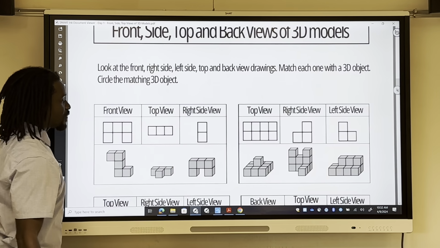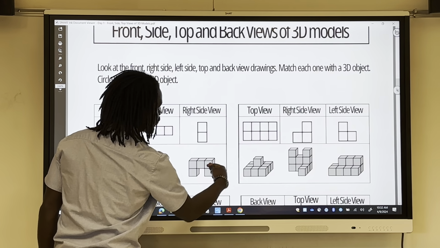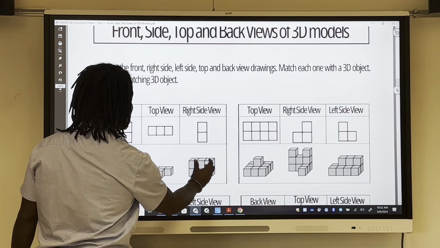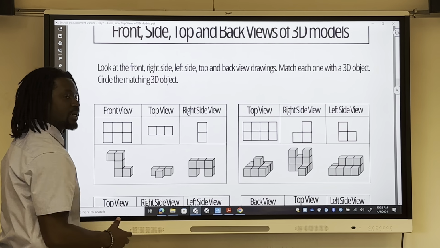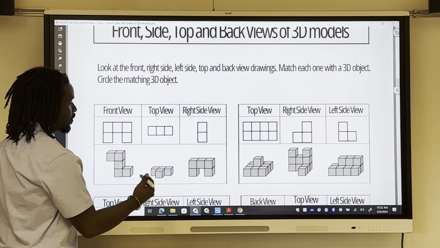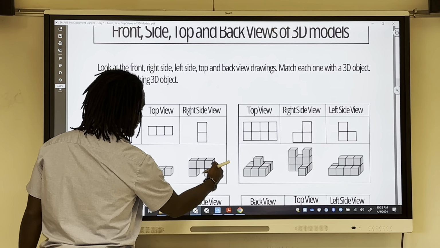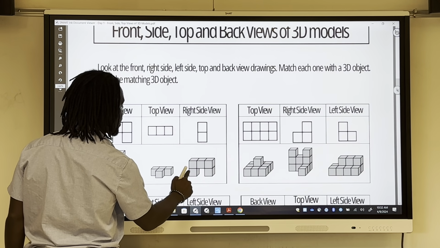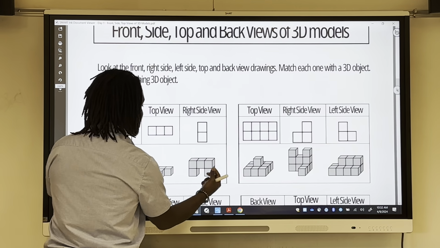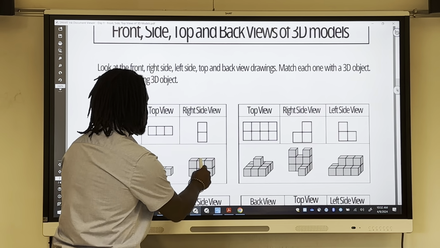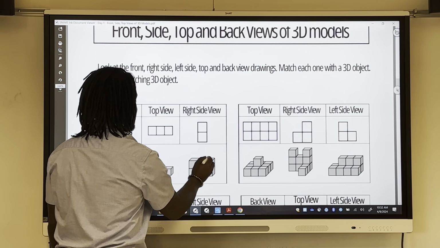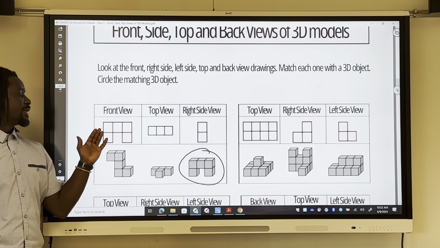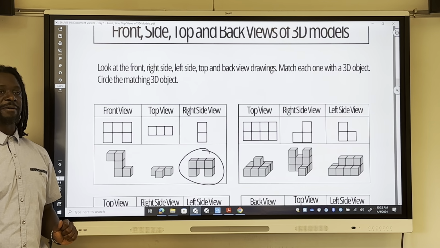Well, then let's look at the right side. If I'm looking at the right side of it, it looks like it's just 2, right? Well, is that true? Yes, I wouldn't be able to see these back here, but if I'm looking at it from the right side, I would just see these 2. And so this is the image that corresponds to those views, all right?